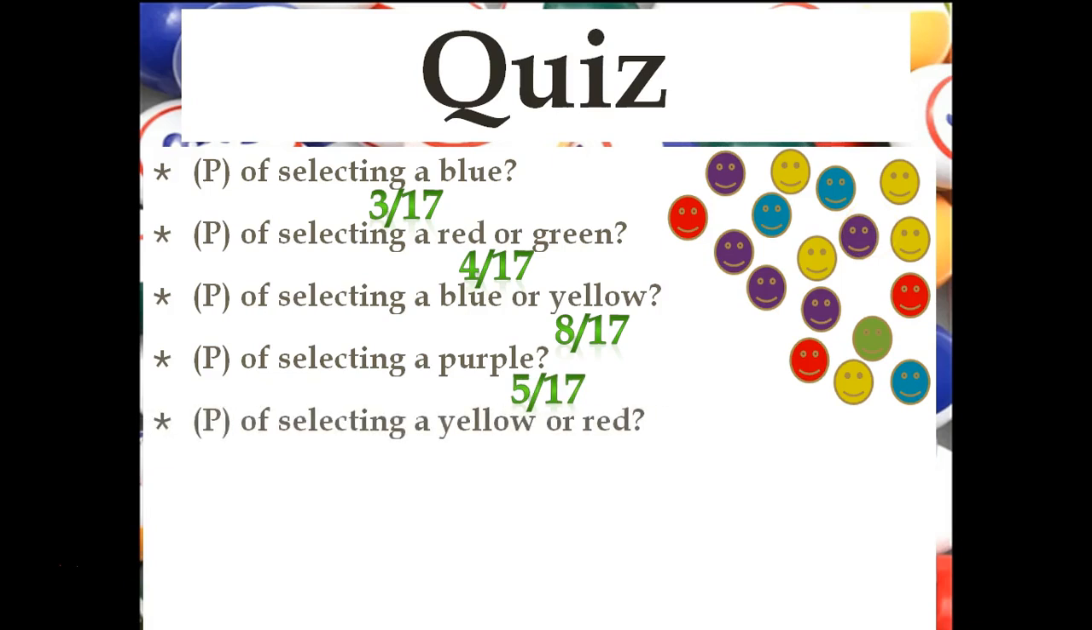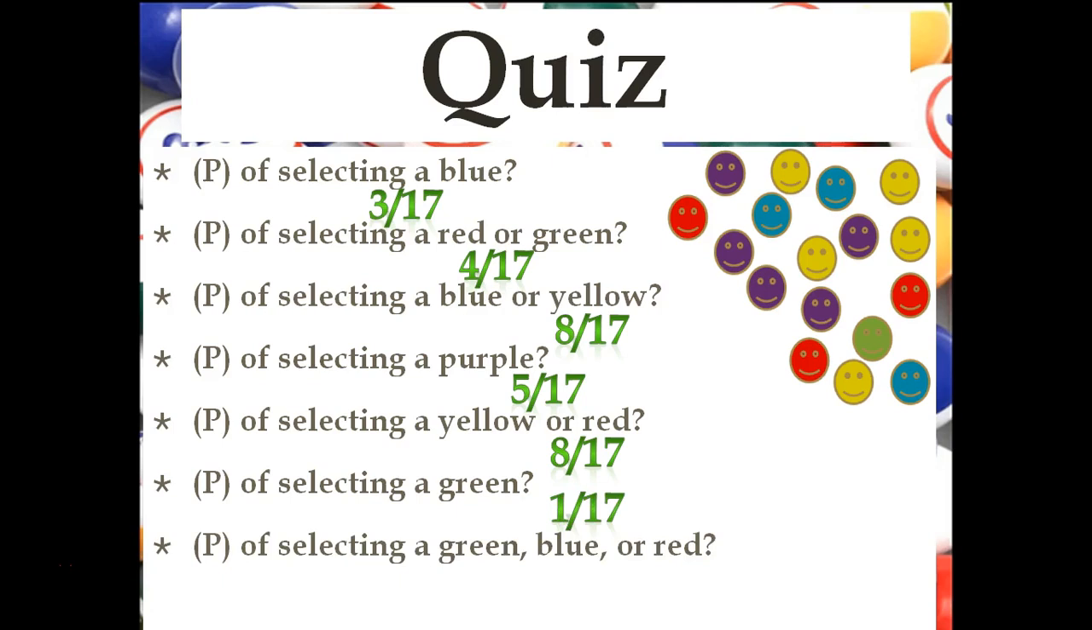What is the probability of selecting a yellow or red? Well, there are 3 red smiley faces, and there are 5 yellows. That would be also an 8 out of 17. Hopefully you're getting the hang of this. This one should be pretty common knowledge. Probability of selecting a green smiley face, 1 out of 17.